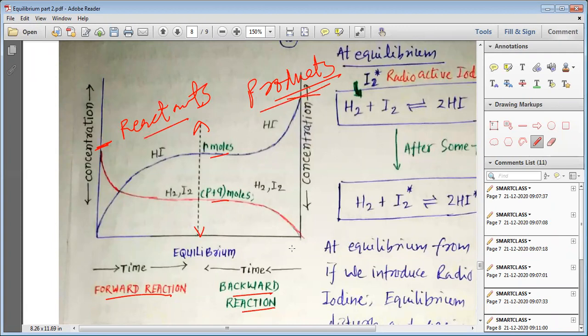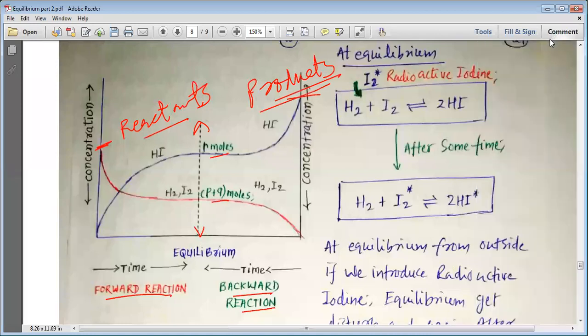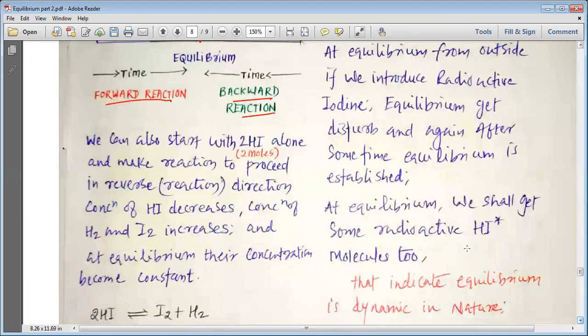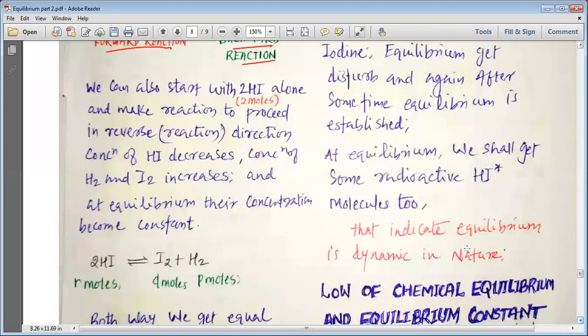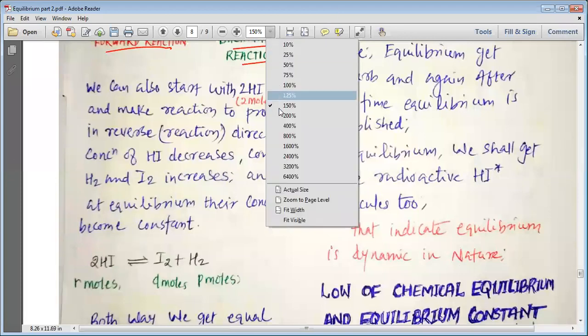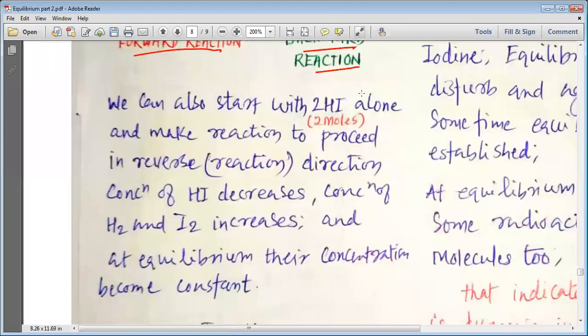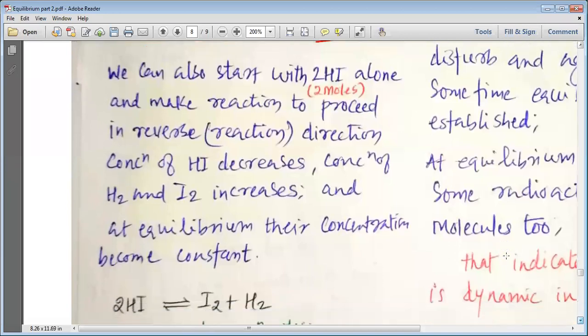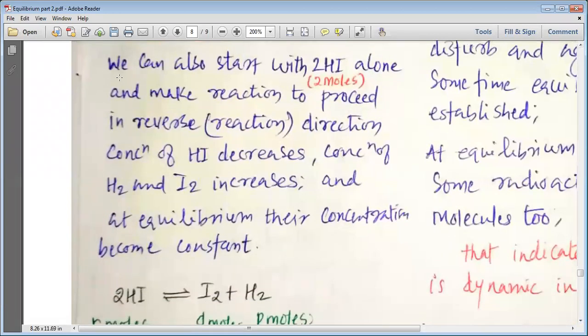And we should even remember that this equilibrium is always dynamic in nature. That means at equilibrium, both the forward reaction and reverse reaction have not stopped, and they are going on. They are in a dynamic position, and the rate of the forward reaction is equal to the rate of the reverse reaction. I hope you must have noticed these things. Let us look into the text, and we will again prove that the equilibrium that has been established is dynamic in nature.